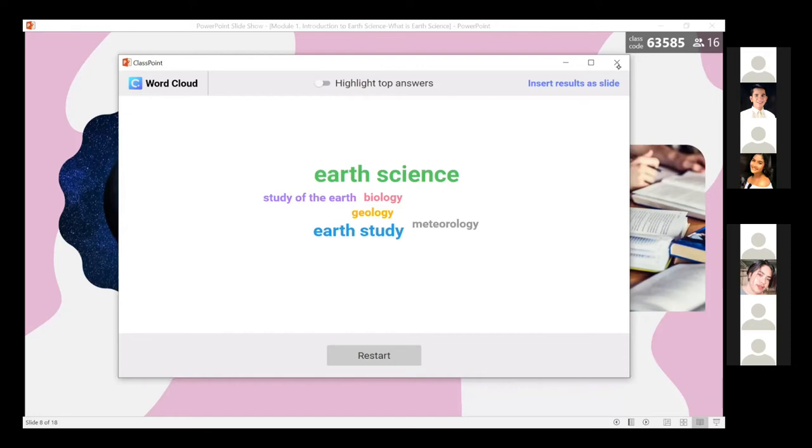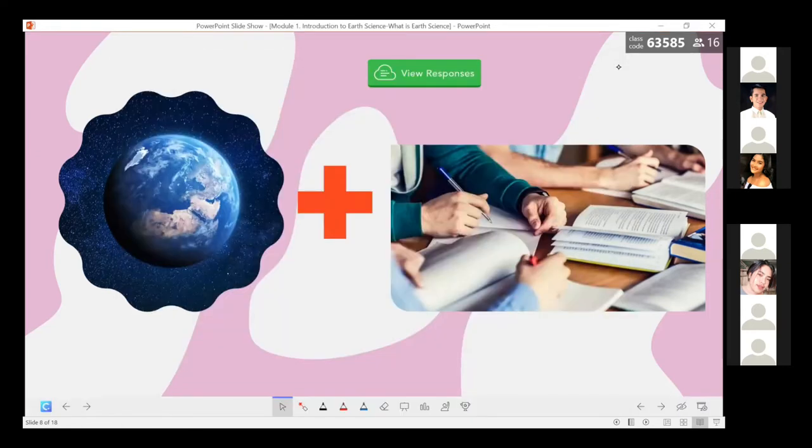Yung unang image, ano yung nakikita nyo sa unang image or unang picture? Earth. Yes, you have the Earth. This is actually the Earth. And this one, di ba study ito, you can associate this one as studying or study. Tama? And we know very well that yes.